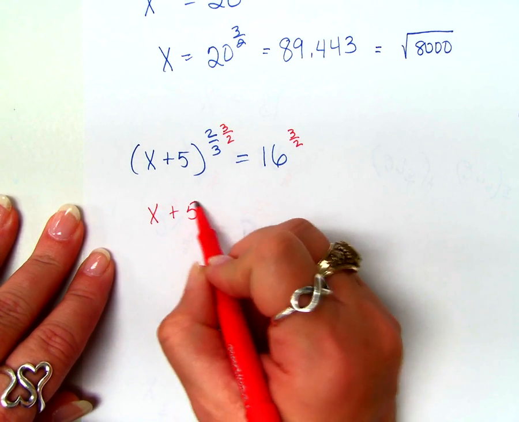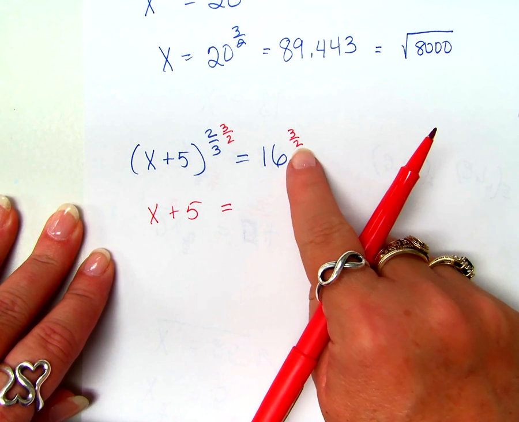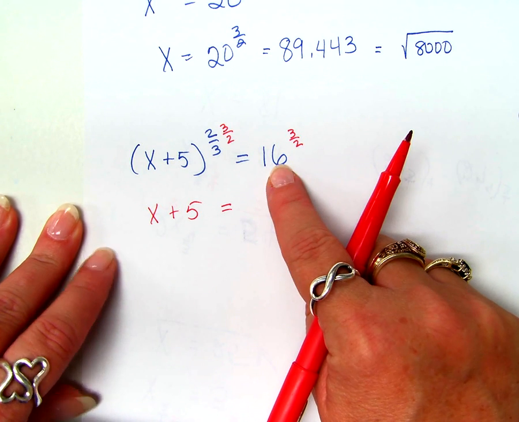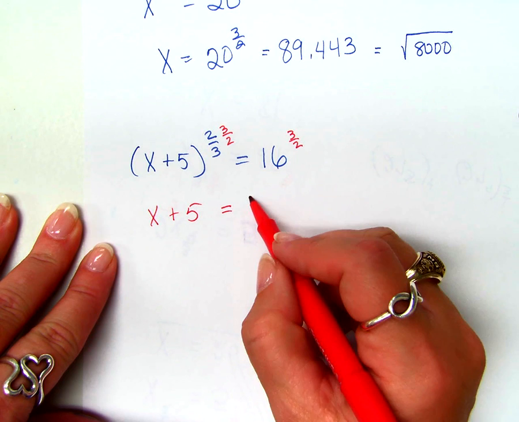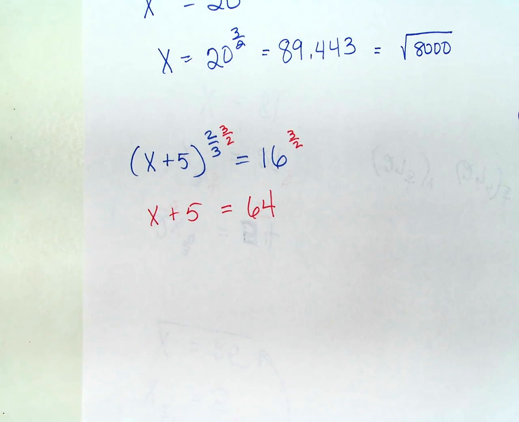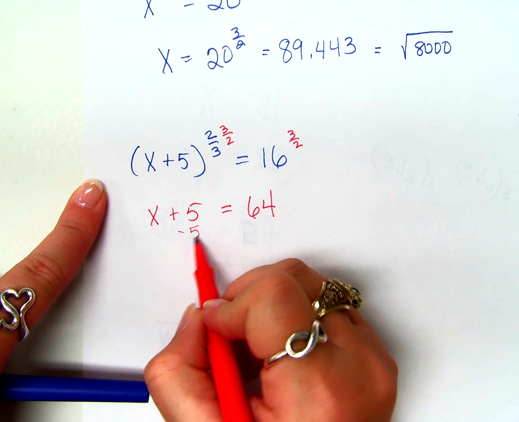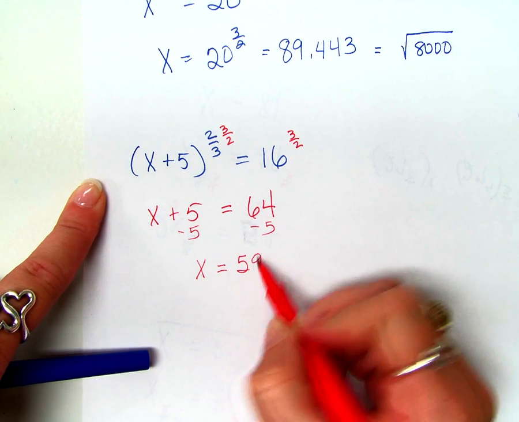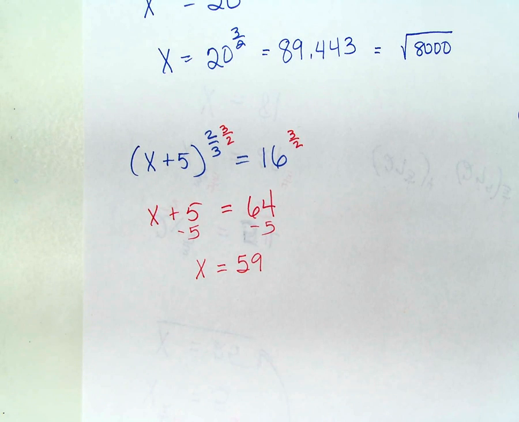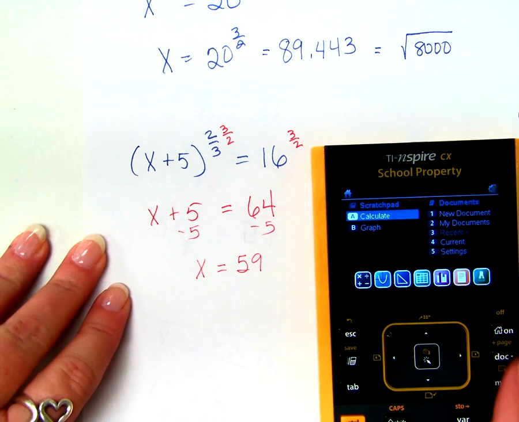X plus 5 equals, what's the square root of 16? 4 raised to the 3rd power? 64. Yeah. How do I solve for x? Yeah, oh, good. X equals what? 59. Is that the right answer? You're positive? We should check.